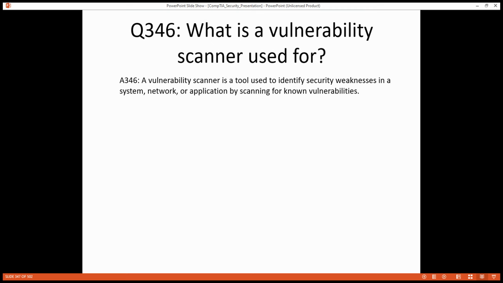Q346. What is a vulnerability scanner used for? A346. A vulnerability scanner is a tool used to identify security weaknesses in a system, network, or application by scanning for known vulnerabilities.